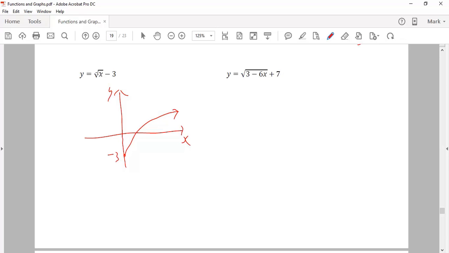So if we want to find the x-intercept, we let y equal 0, so we get square root of x equals 3. Square both sides, we get x equals 9. So the domain of this is x is greater than or equal to 0, and the range is y is greater than or equal to negative 3.